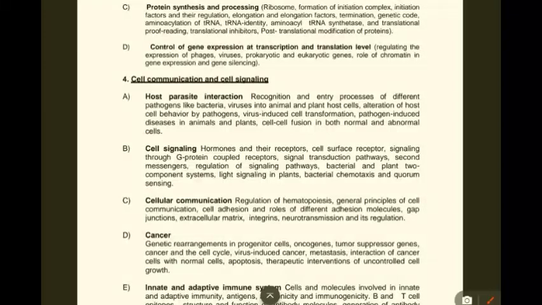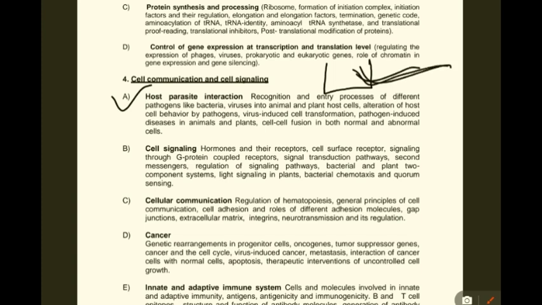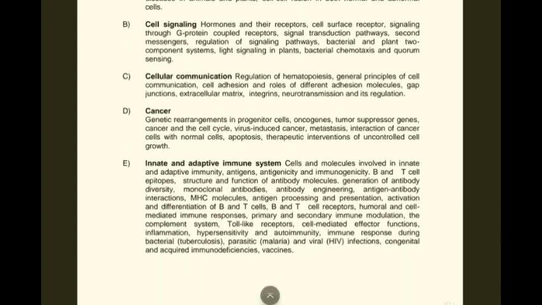We also have host-parasite interaction. How a host, which may be a plant, a human, or an animal, interacts with the pathogen when it comes inside it. That we will be learning.